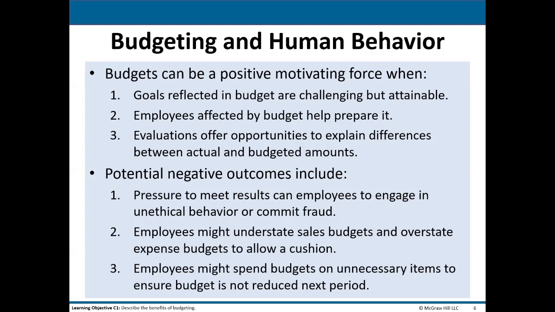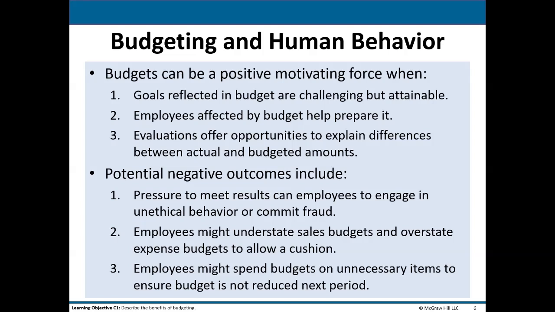Generally, the budgeting process has 3 important guidelines. First, the goals reflected in a budget should be challenging but attainable. Second, the employees affected by a budget should be involved in preparing the budget. This is also called participatory budgeting. And third, evaluations offer opportunities to explain differences between the actual and budgeted amounts.